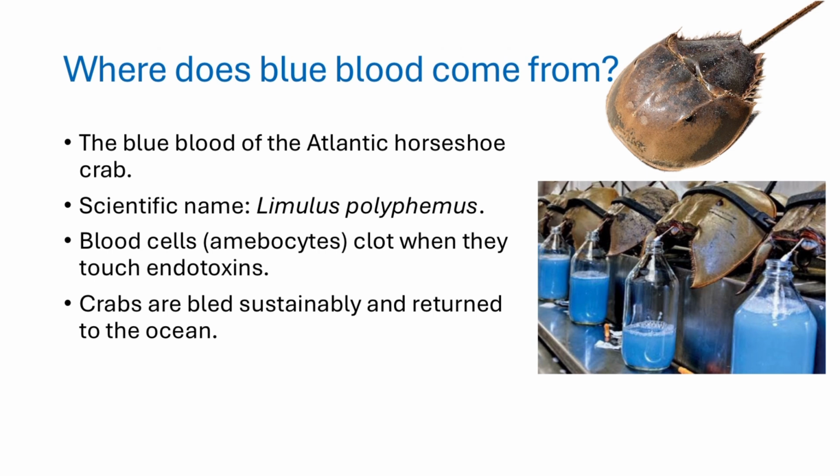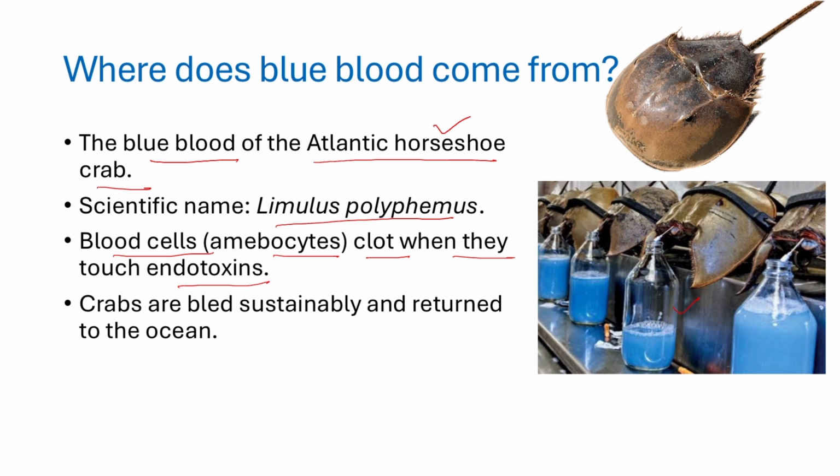Where does blue blood come from? So blue blood of the Atlantic horseshoe crab. The Limulus polyphemus is the scientific name of this Atlantic horseshoe crab. The blood cells or the amebocytes actually clot when they touch the endotoxin. And the crabs are mainly collected. After collecting the blood, they are returned to the ocean.